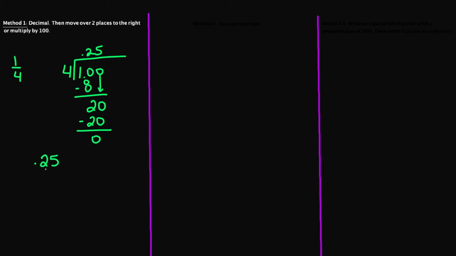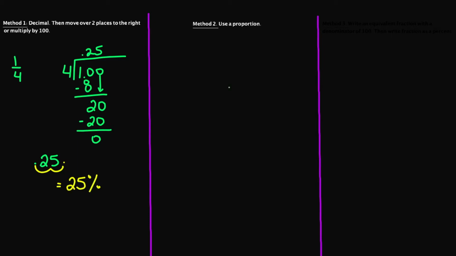So if I wanted to convert 0.25 to a percentage, I'm going to move over two decimal places to the right or just multiply by 100. We're going to go 1, 2, and my decimal is right there, which is 25. So your percentage is going to be 25%.